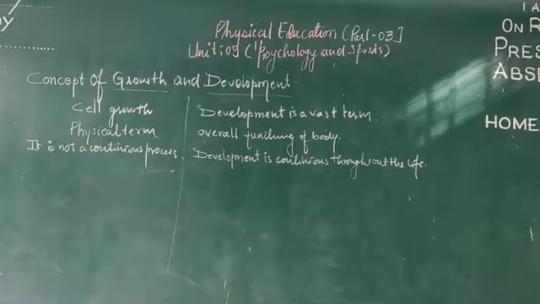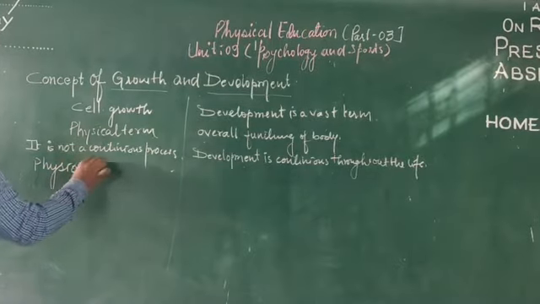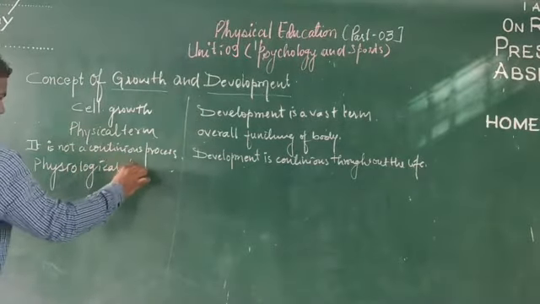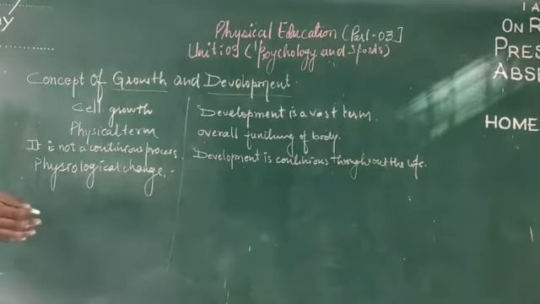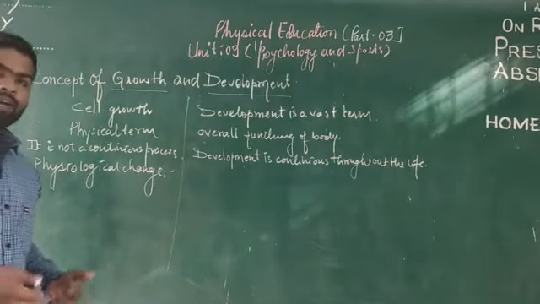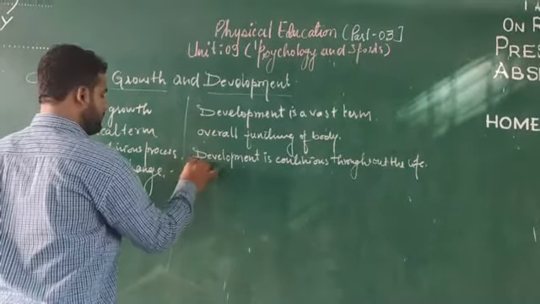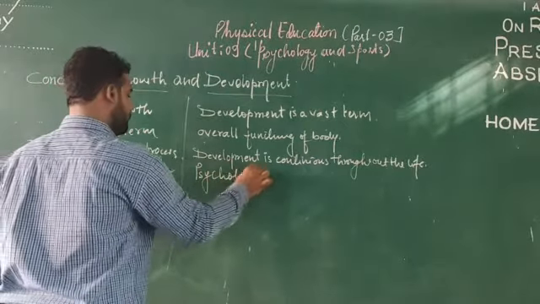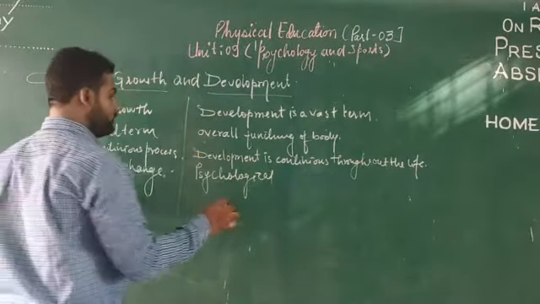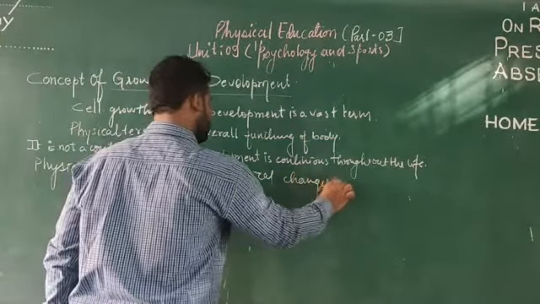So, growth is a physiological change. Physiological change means change in the size of the bones, change in weight, height, etc. Development is a psychological change. Psychological means mind, right? Psychological changes in an individual.